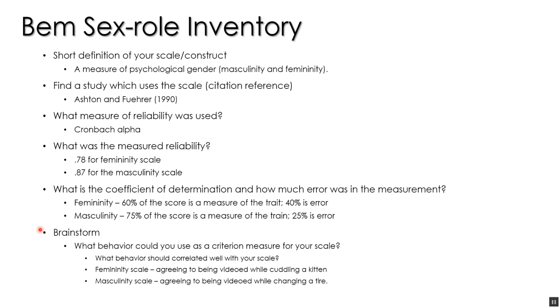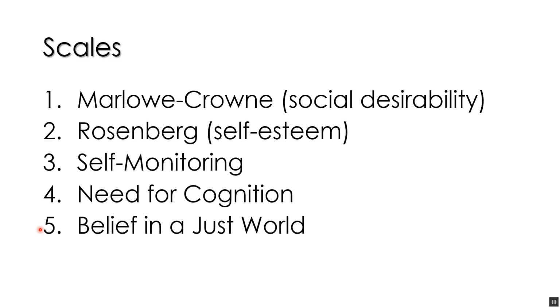Masculinity: agreeing to be videoed while changing a tire. And so you would imagine that the greater your score on masculinity on the BEM inventory, the more likely you would want to be videoed changing a tire. The lower your score, the less likely you want to be videoed. So out of 100 people, those who would agree would have a higher masculinity score. And you could do that with a point biserial correlation.